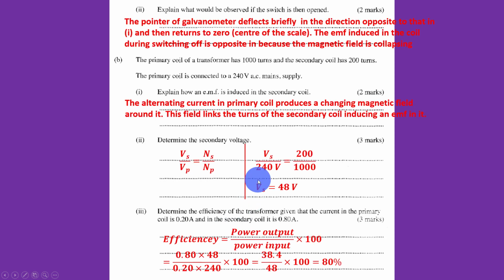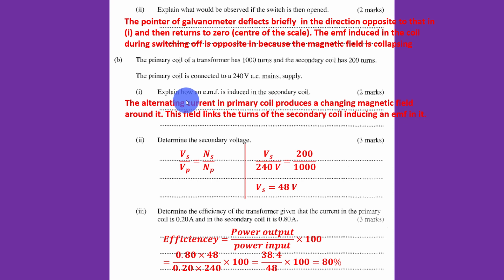Again, let's look at the answers which I gave. So over here in the first part, the pointer of the galvanometer deflects briefly in the direction opposite to that in part A and then returns to 0. That is the observation. So of course there is 1 mark for that observation. Now why does it happen? The EMF induced in the coil during switching off is opposite because the magnetic field is collapsing, and therefore the magnetic field due to the first coil is cutting the secondary in the opposite direction, and that is where the EMF induced changes direction.